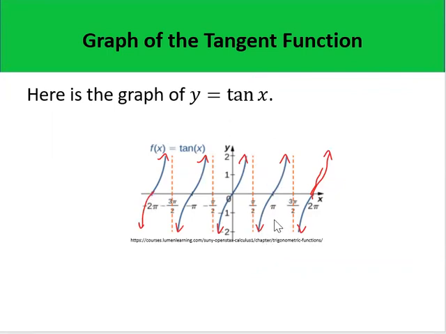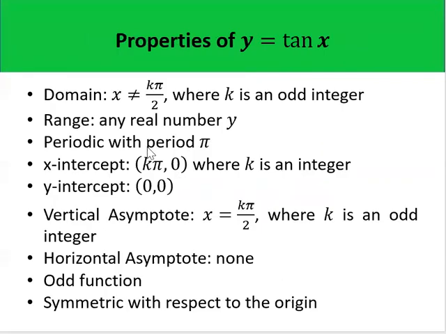For the properties of tangent x, its domain is the set of all x values except on the following lines, the broken lines. The broken lines happen at negative 3 pi over 2, negative pi over 2, pi over 2, and 3 pi over 2, and so on. And these broken lines are called the vertical asymptotes of the tangent function. Which means the domain is the set of all x values except those that are k pi over 2, where k is an odd integer.